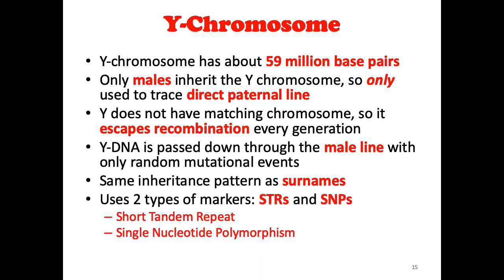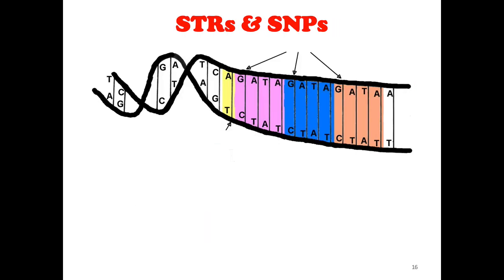Okay, so when we're looking at Y, there's actually two types of tests that you can take. One is called a STR test, and another is called a SNP test. Now, the STR, that is short for short tandem repeat, and a SNP is a single nucleotide polymorphism, which is actually just a fancy term for a mutation. So think of SNPs as mutations.